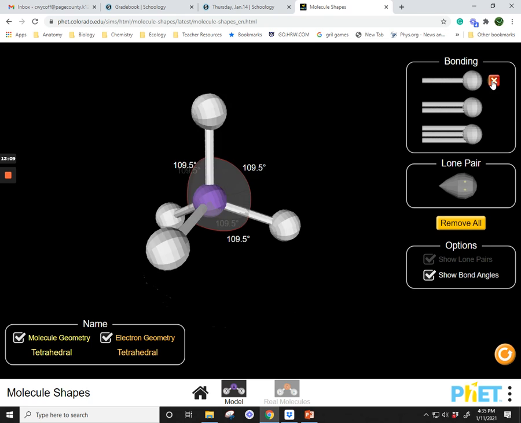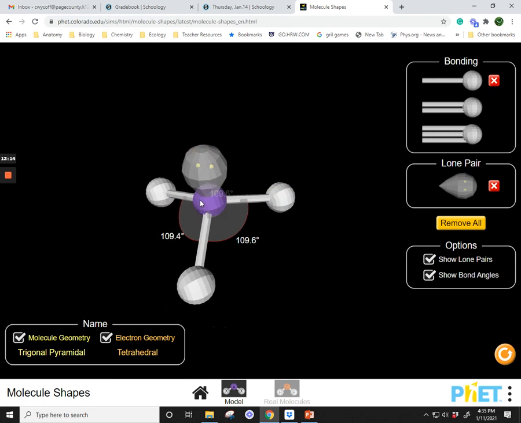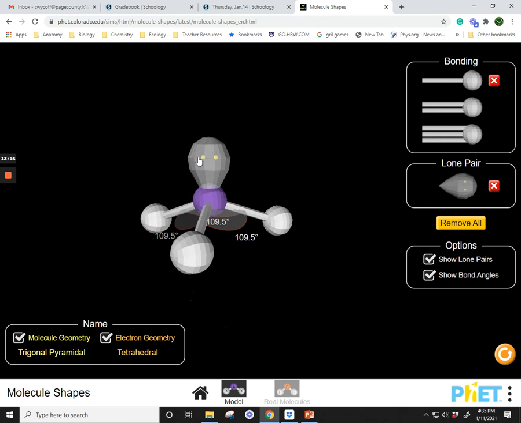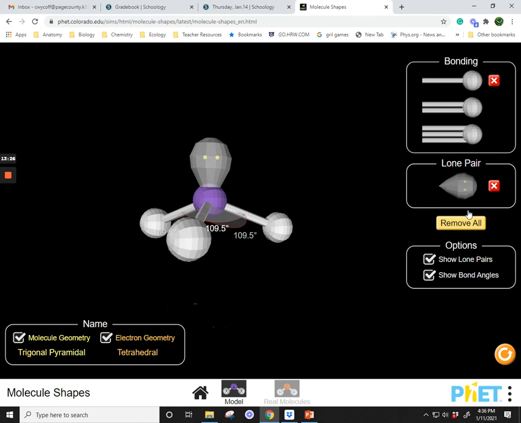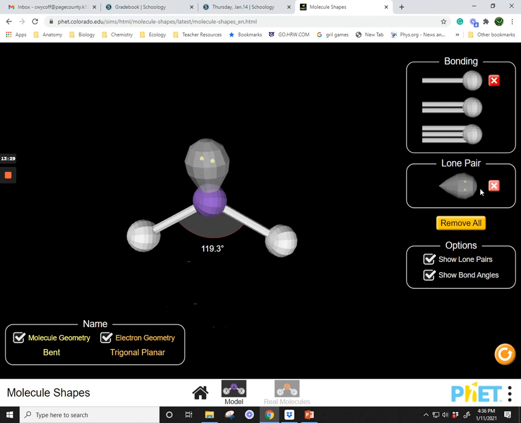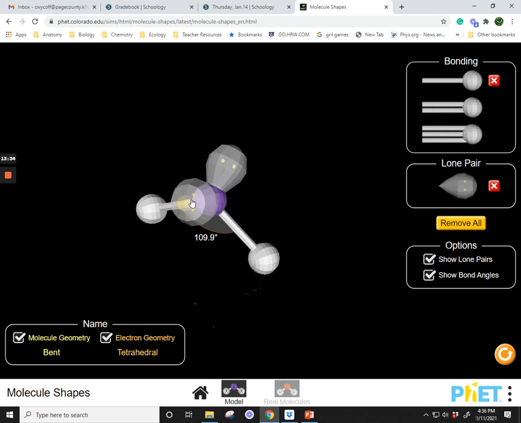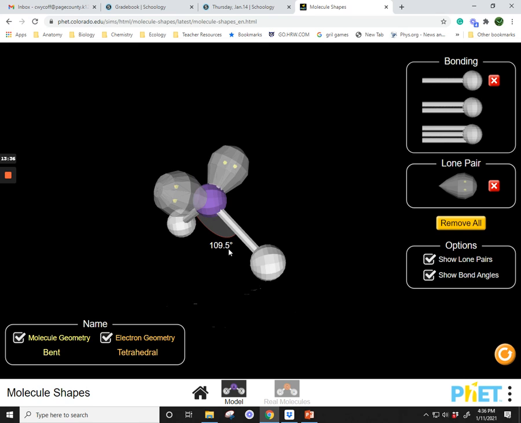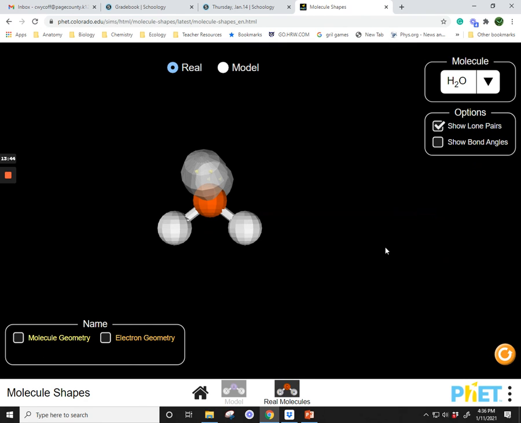Okay, but what happens when we remove one and add one? Now we have ammonia, okay? So ammonia has this unbonded pair in NH3, and then these bond angles slightly decrease right here, okay? These are slightly decreased, all right? Or we can remove that and we can make water. And then this is an example of bent with 4 electron density, 2 unbonded, and 2 bonded, and then this angle decreases just slightly. Okay, so now I want to show you some real molecules.